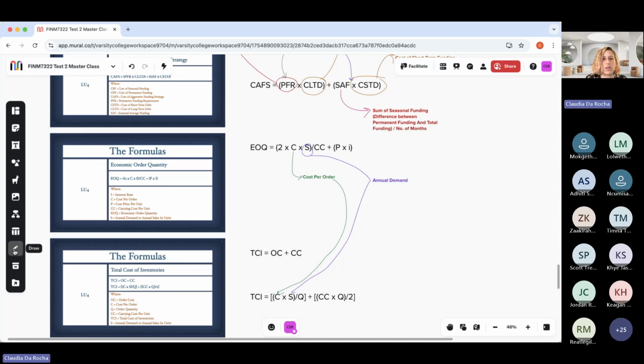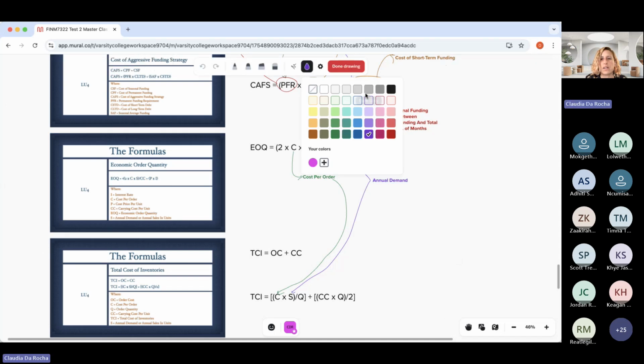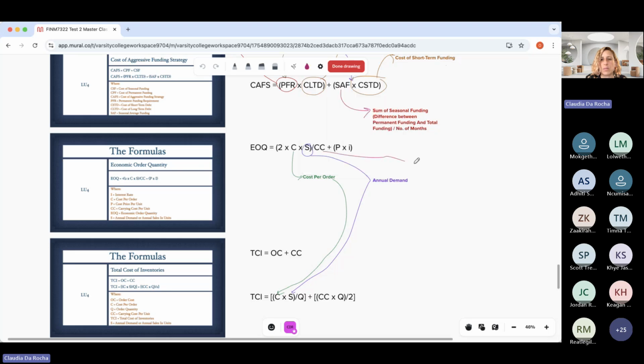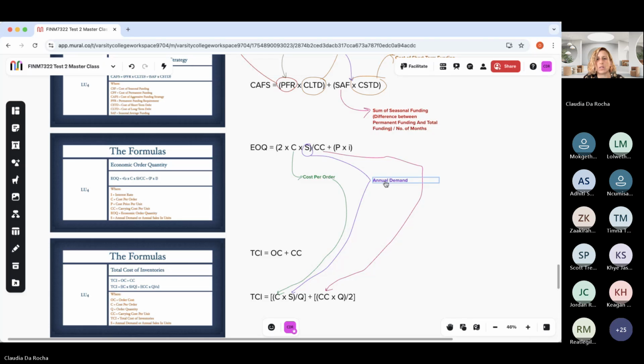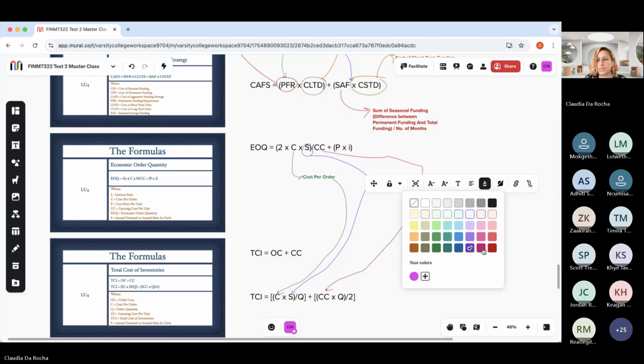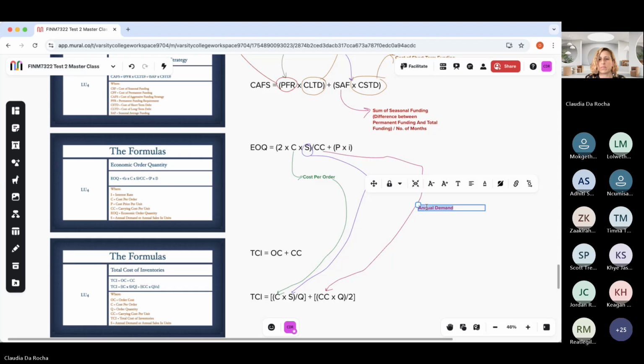And then we have our carrying cost, which again has similarities. As per unit, we must remember that it's a per unit one. This is a per order one. And we have our quantities here.